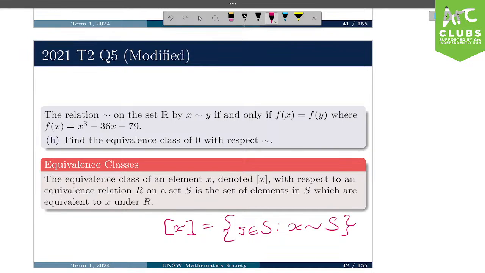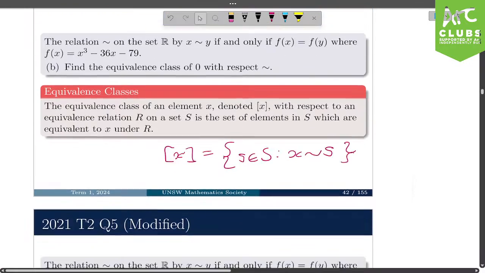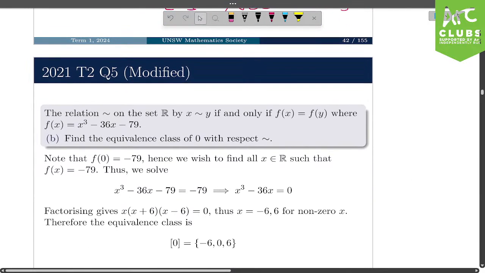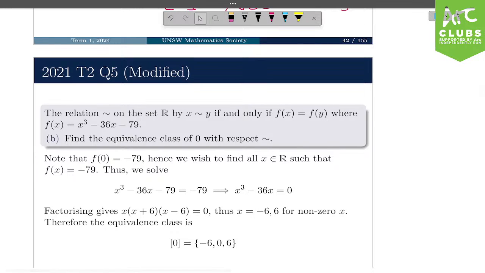So it's just a set of elements of S where x relates to s. This should be lowercase, but I think you get the idea. So we note that f of 0 is minus 79. So we're looking to find everything that relates to 0. We're looking for all real x such that f of x equals minus 79. So we look to solve this.